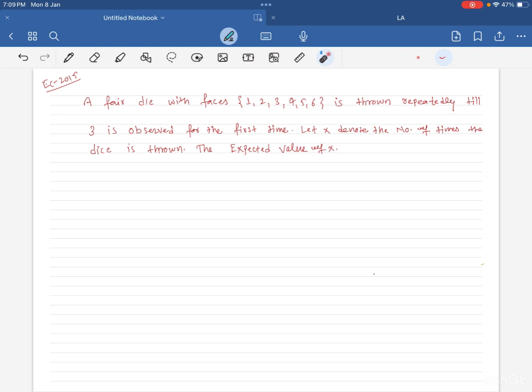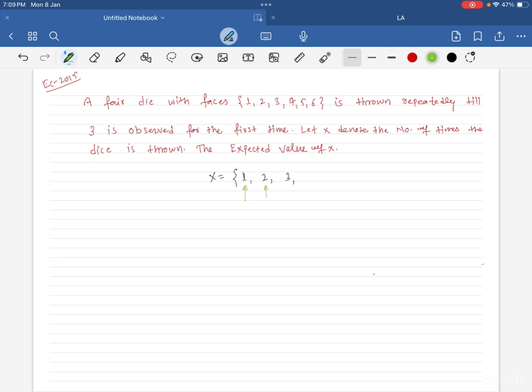And we are going to throw the dice till we observe this 3, right? So this x can take values 1, 2, 3, because it may happen that we win, or we get the 3 in the first trial, or it may happen that we will not get the 3 in the first trial, we will get the 3 in the second trial, right?